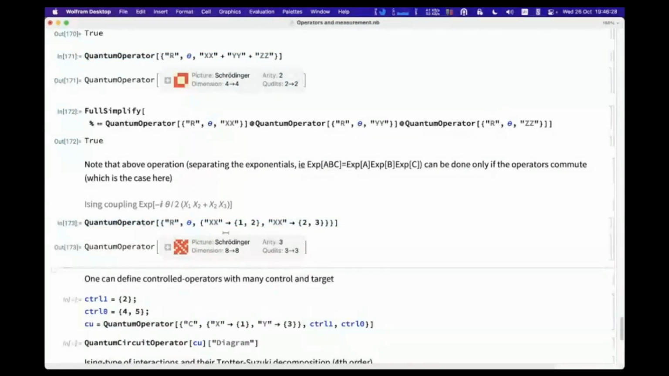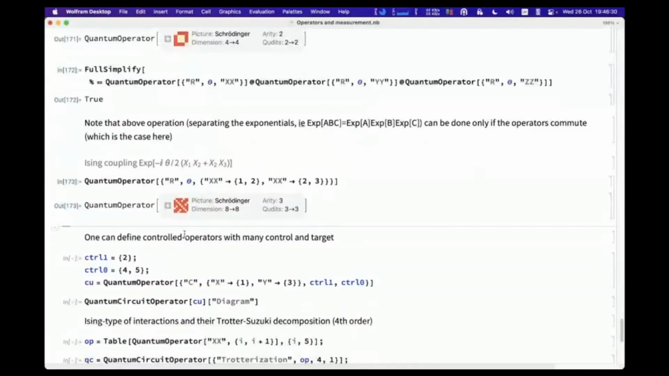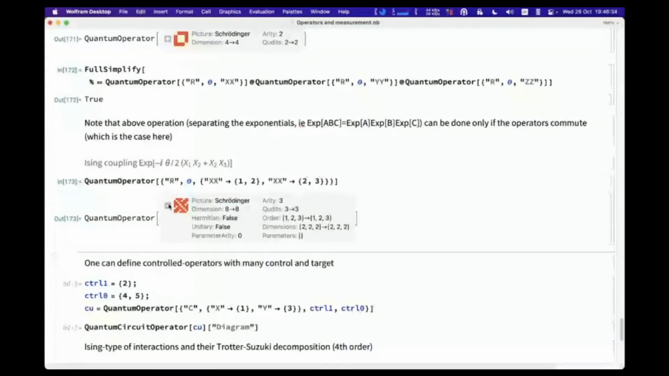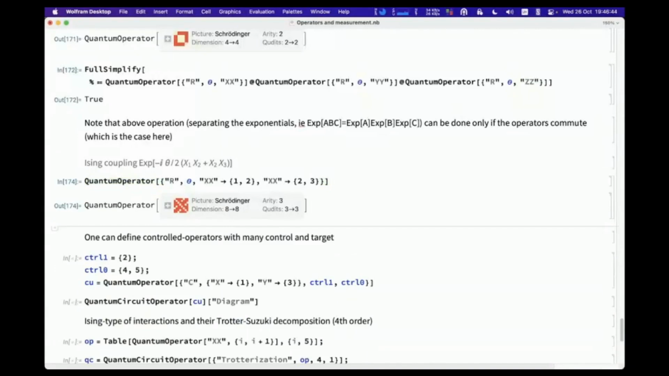Let's look at some Ising modeling. Here, what we are doing is specifying where each operator is acting. First we say XX between qubit number 1 and number 2, and then ZZ between qubit number 2 and number 3.